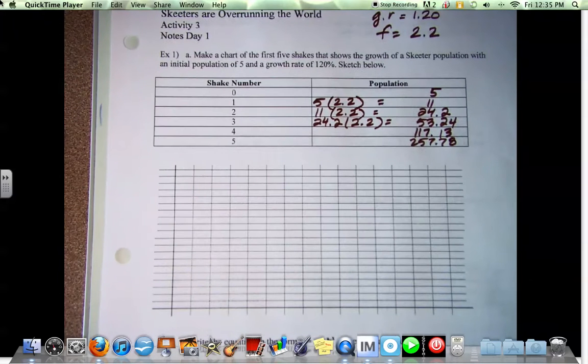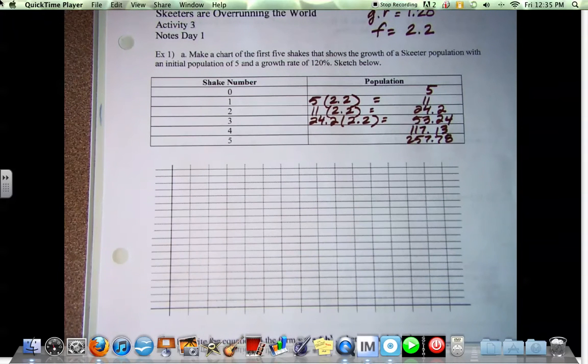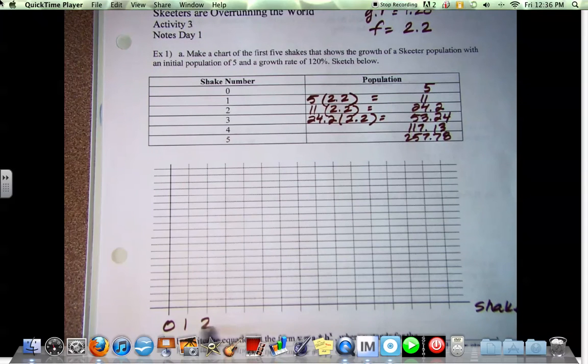All right, now we need to sketch it. So what are we going to put on the x-axis? The population. I mean the shake number. Okay. So we're going to start with what number? 0, and go up to 5.